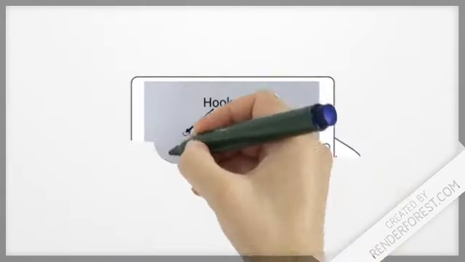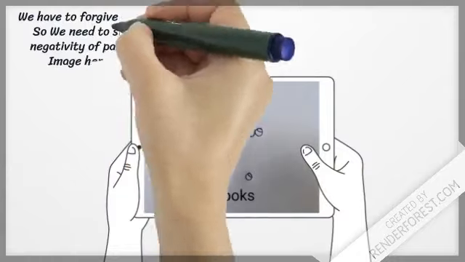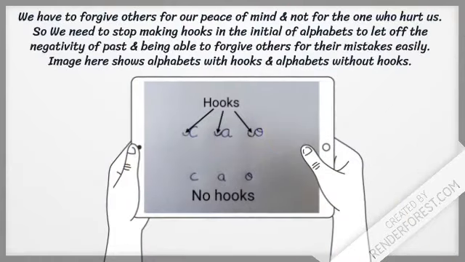We have to forgive others for our own peace of mind and not for the one who hurt us. So we need to stop making hooks in the initials of alphabets to let go of the negativity of the past and be able to forgive others for their mistakes easily. The image here shows alphabets with hooks and alphabets without hooks.